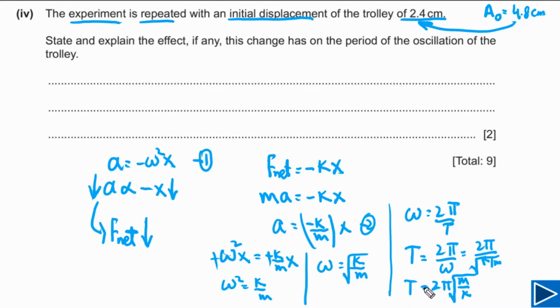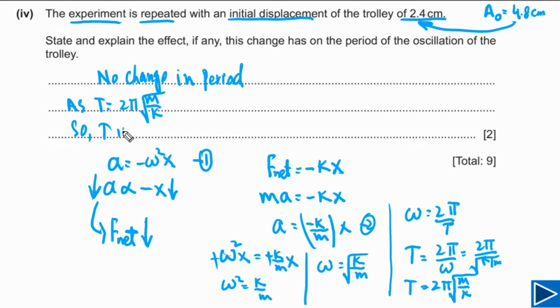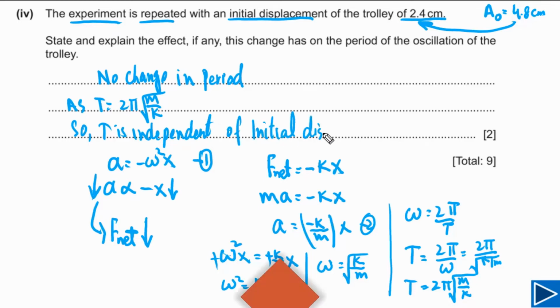As the time period of a spring mass system depends on mass and spring constant, it is independent of initial displacement. So simply we will say in this case there will be no change in period of oscillation. So one thing we can write down is no change in period. And the second we can write down is the time period T is equal to 2 pi root of m over k, so time period is independent of initial displacement. So that's all we can write down for this question.